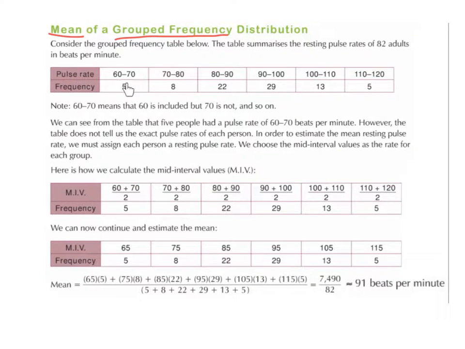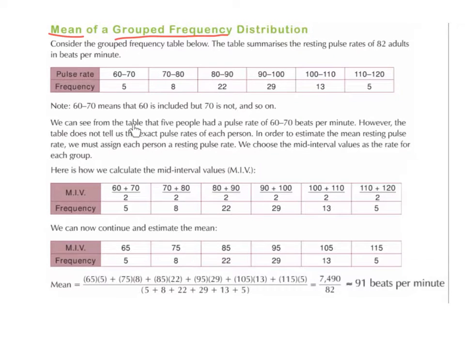So 5 people had a pulse rate somewhere in between 60 and 70. We don't know exactly what their pulse rates were, but we know that they were somewhere in between 60 and 70. 8 people had pulse rates in between 70 and 80 beats per minute. 22 people had pulse rates in between 80 and 90. 29 people had pulse rates in between 90 and 100. 13 people had pulse rates in between 100 and 110, and 5 people had pulse rates in between 110 and 120 beats per minute.